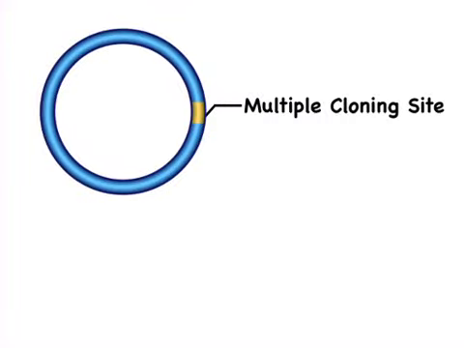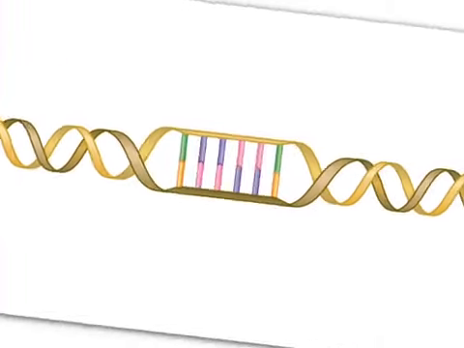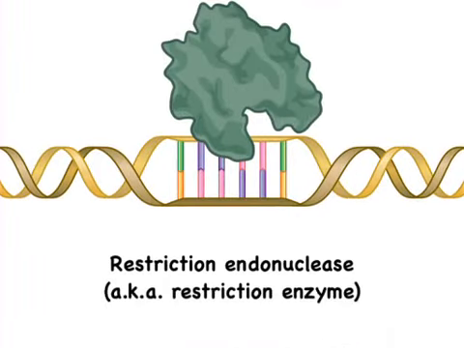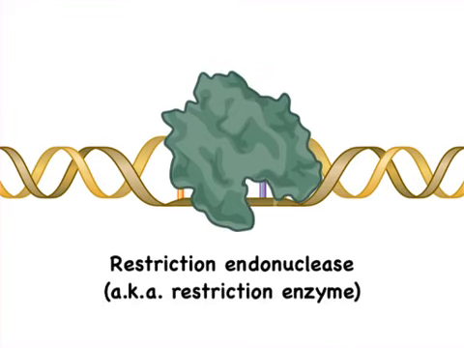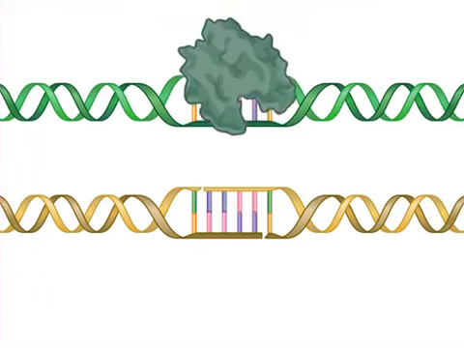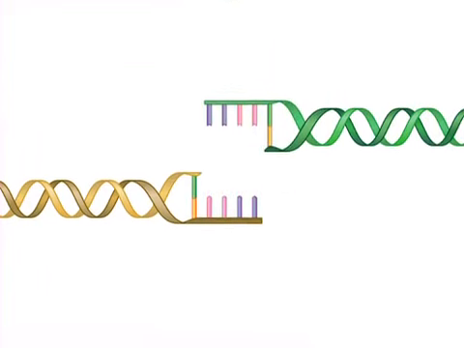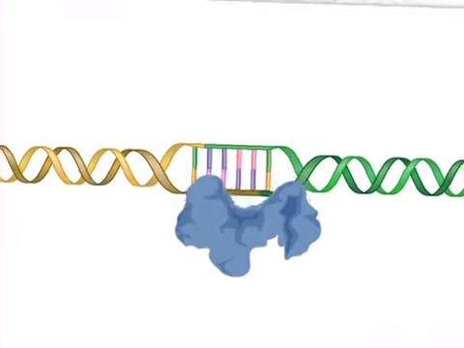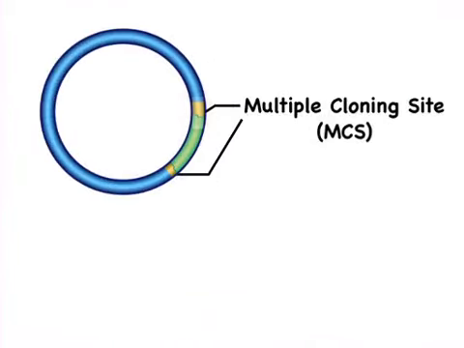Commercially available plasmids contain a multiple cloning site, or MCS. This region contains specific sequences recognized by restriction endonucleases, or restriction enzymes, which cleave DNA. DNA fragments of interest to the researcher can be inserted into the multiple cloning site when the plasmid and DNA fragment are cut with the same endonucleases.